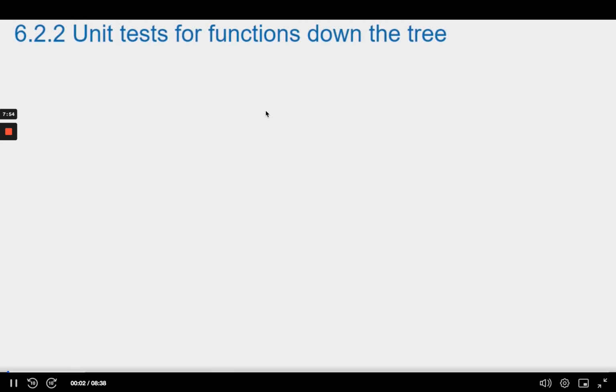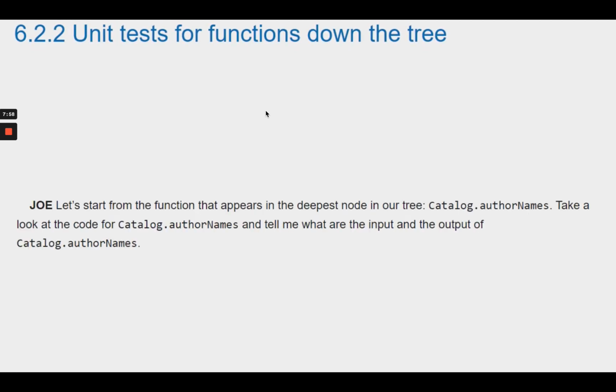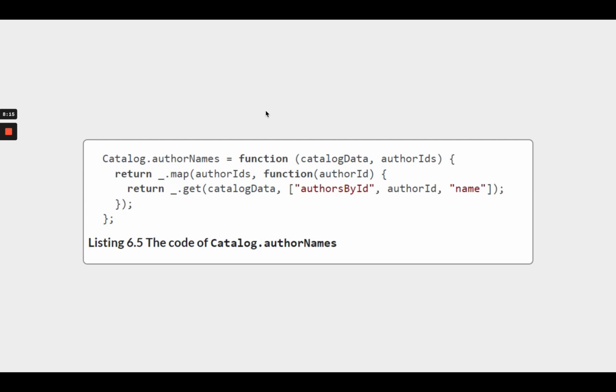Section 6.2.2 Unit Tests for Functions Down the Tree. Joe: Let's start from the function that appears in the deepest node of our tree, catalog.authorNames. Take a look at the code for catalog.authorNames and tell me what are the input and the output of catalog.authorNames. Joe turns his laptop so Theo can get a closer look at the code. Theo takes a sip of his café au lait as he looks over what's on Joe's laptop.